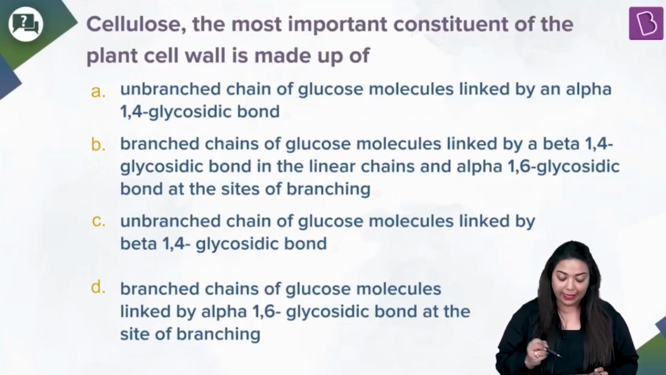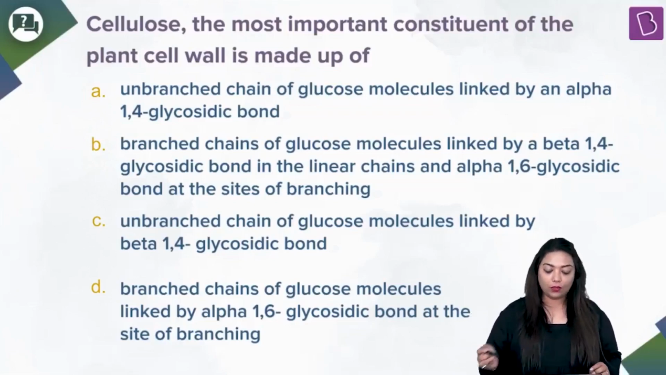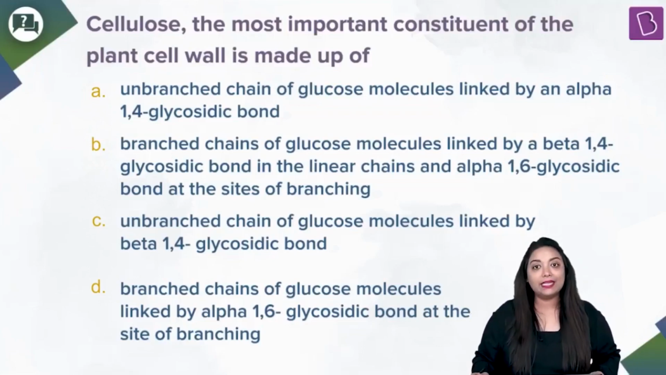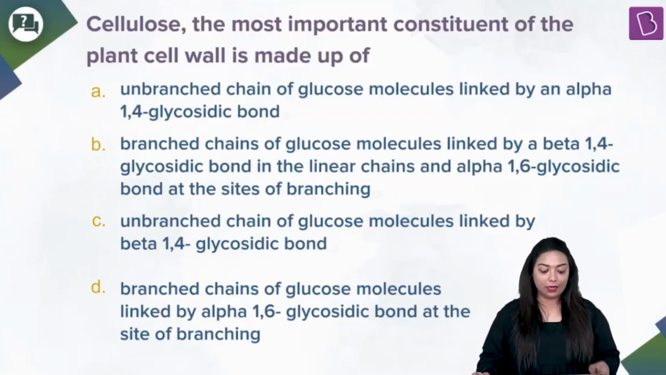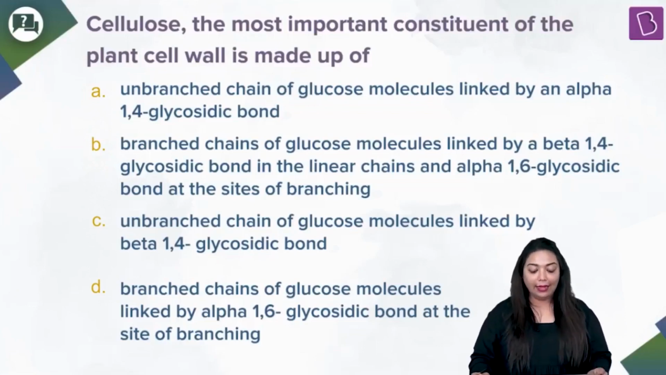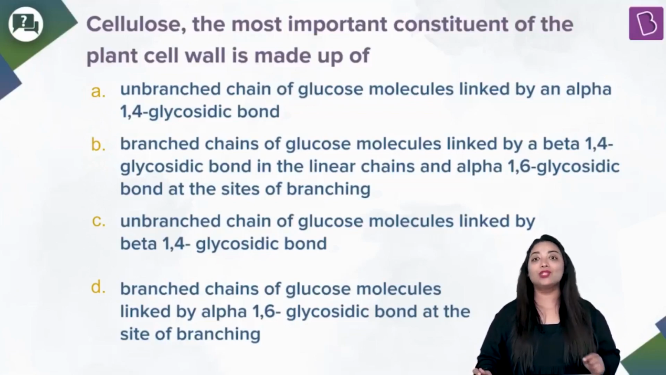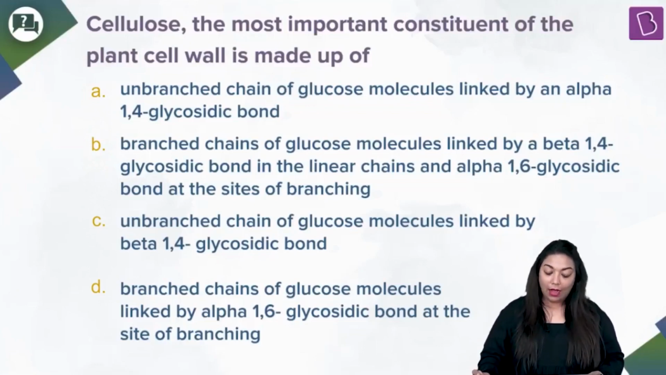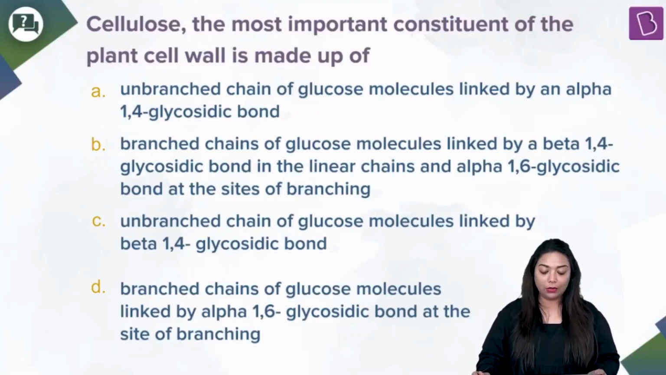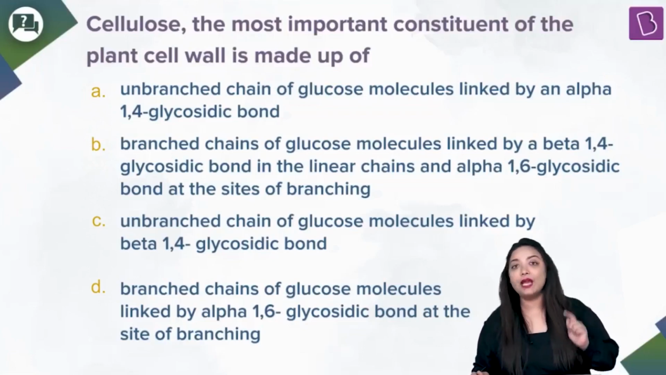Is it option B, branched chain of glucose molecules linked by a beta 1,4 glycosidic bond in the linear chain and alpha 1,6 glycosidic bond at the sites of branching? C, unbranched chain of glucose molecules linked by beta 1,4 glycosidic bond, or D, branched chains of glucose molecules linked by alpha 1,6 glycosidic bonds at the site of branching.